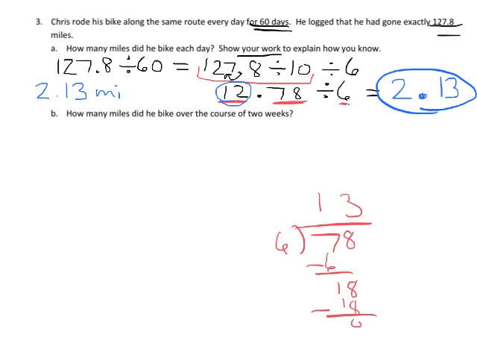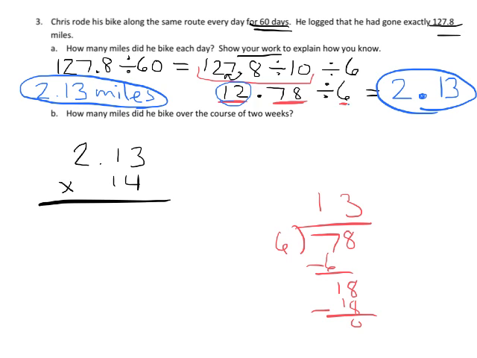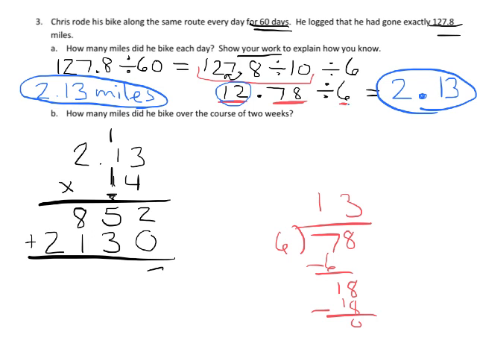Yeah, miles each day. Second question, how many miles did he bike over the course of 2 weeks? So what that means is we need to do 2.13 and multiply by 14 because there's 14 days in 2 weeks. So 4 times 3 is 12, carry the 1. 4 times 1 is 4, plus 1 is 5. 4 times 2 is 8. Now we're going to put a 0 here because we're really multiplying by 10. So 1 times 3 is 3. 1 times 1 is 1. 1 times 2 is 2. We add that together.